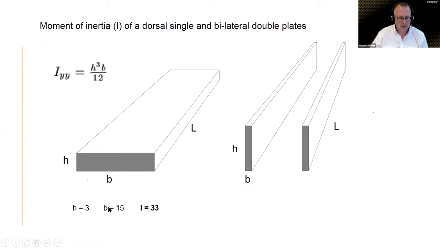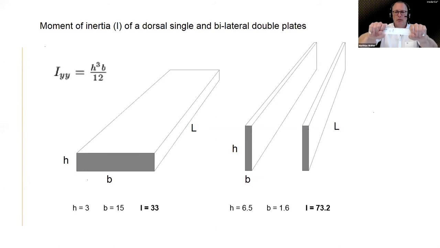And if you put those H and B values into our little formula, we get an I value of 33 millimeters to the power of 4. Don't worry about the units there. So it's 33. Now, if we do the same thing on those upright plates, because they're upright, it's the height, the 6.5, that is taken to the power of 3, and the width or thickness is 1.6 millimeters, you have a much, much higher moment of inertia. So maybe you haven't expected that, but this is usually what you feel when you go from there to there. This is exactly what you feel, moment of inertia.